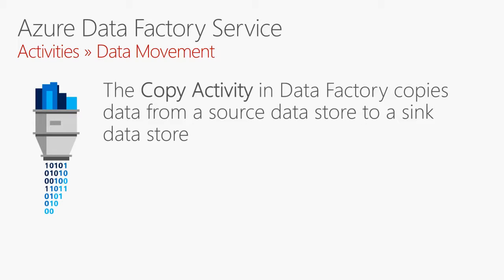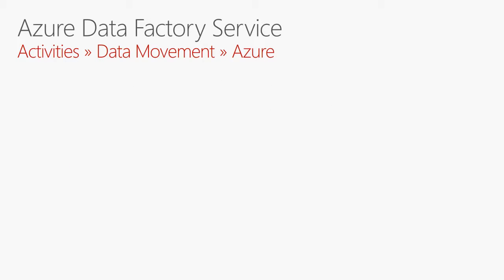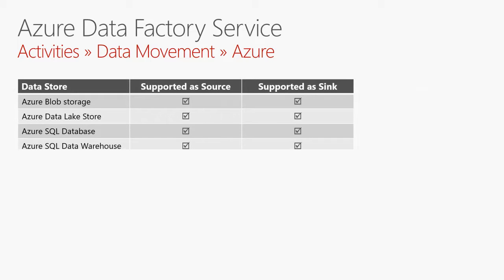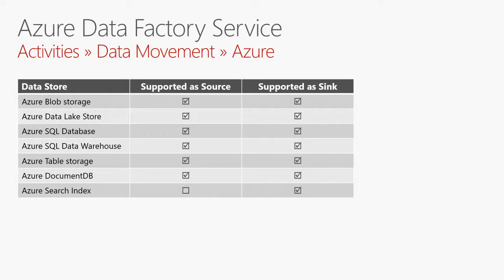The copy activity in Data Factory copies data from a source data store to a sink data store. Data Factory supports numerous data stores. Data from any source can be written to any sink. Let's take a look then at the Azure data stores. Azure Blob Storage, Azure Data Lake Store, Azure SQL Database, Azure SQL Data Warehouse, Azure Table Storage, and Azure DocumentDB. These are all supported sources. They are also supported sinks in addition to the Azure Search Index.